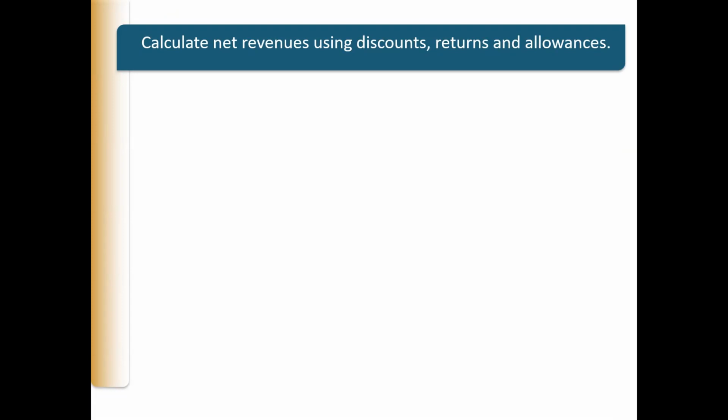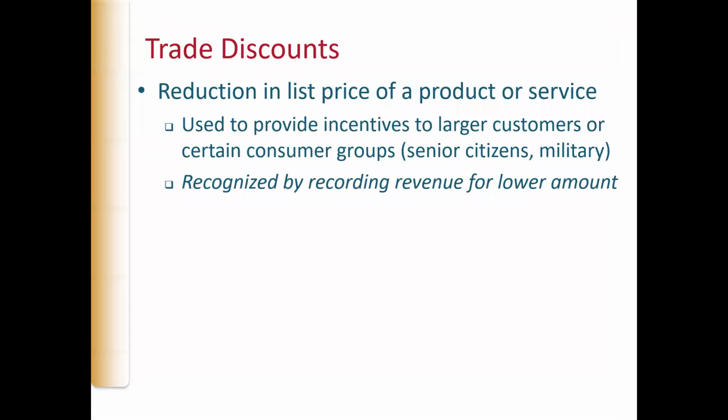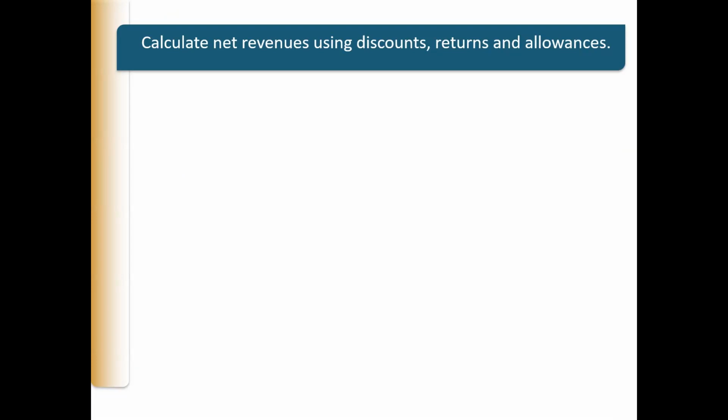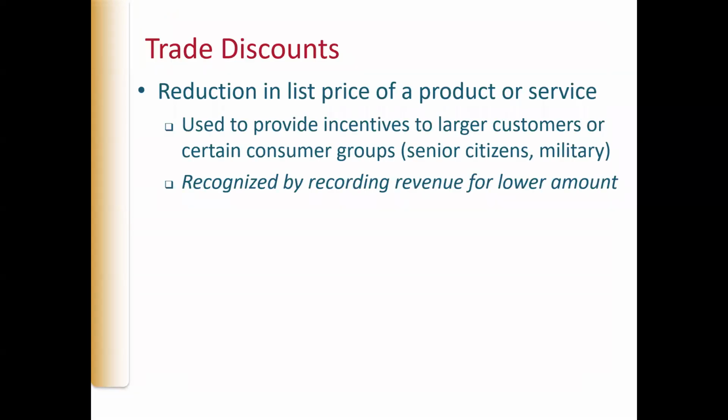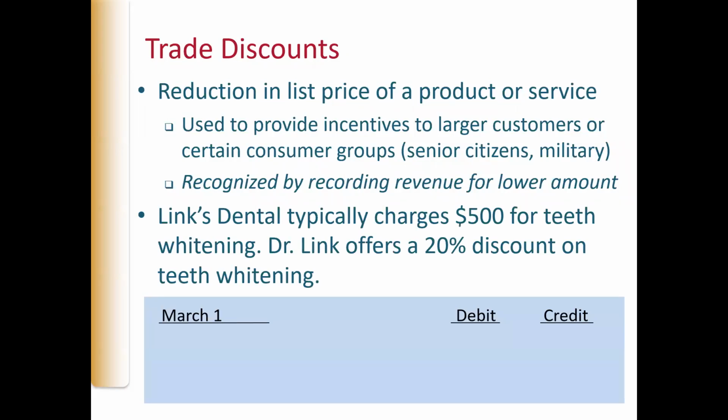Now, whenever we're dealing with sales, we have all kinds of accounts associated with sales because of the nature of the business and the nature of the way we handle services or transactions in this climate. Trade discounts are very common. Basically, it's a reduction in the list price of a product or service. This is generally used to provide incentives to larger customers or certain consumer groups like senior citizens or the military. What happens with the trade receivable is just the sales price is a different amount.